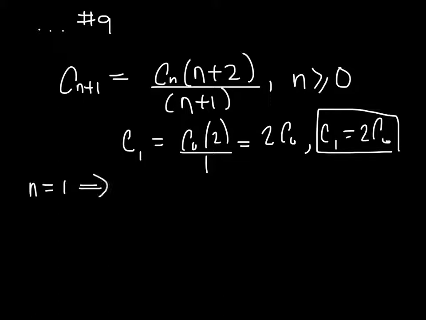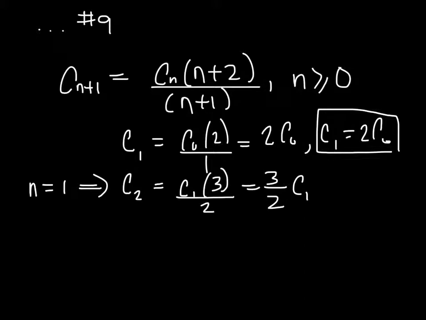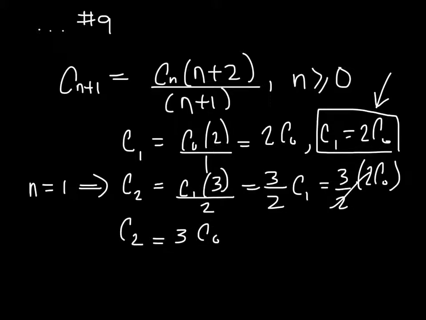If n is 1, then this is C sub 1 plus 1, so C2 equals C1, and then I have 3 over 1 plus 1, which is 2. So I have 3 halves C1, but again, we know what C1 is. So C1 is 3 halves times 2C naught, and that just gives us 3C naught, because we want to find these relationships in terms of C naught.